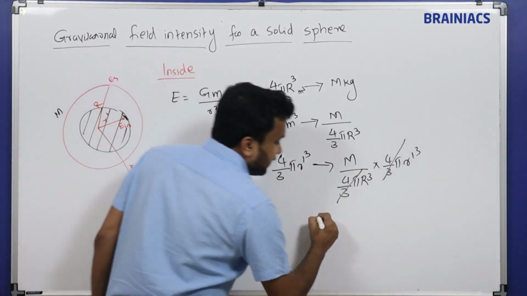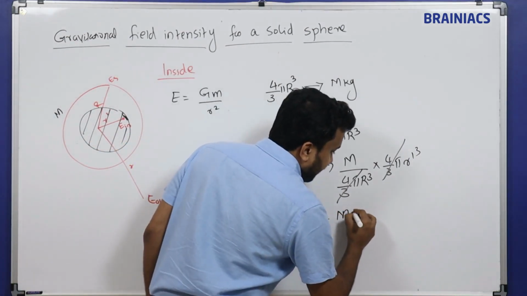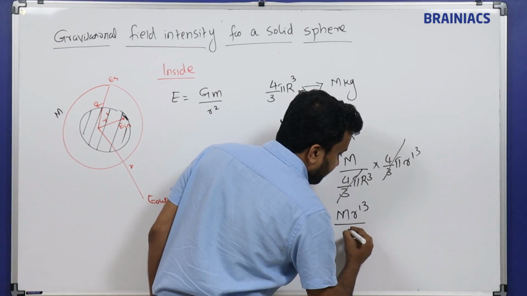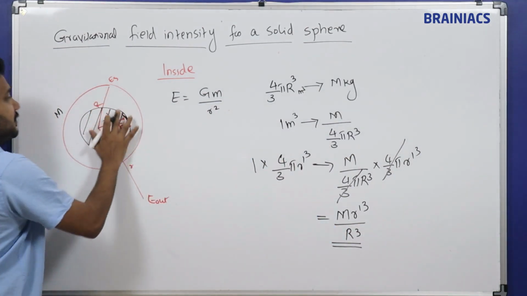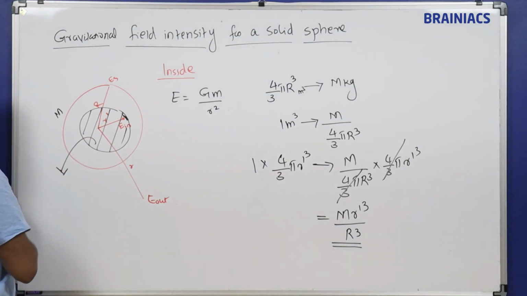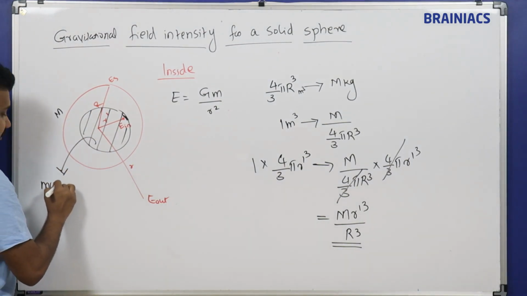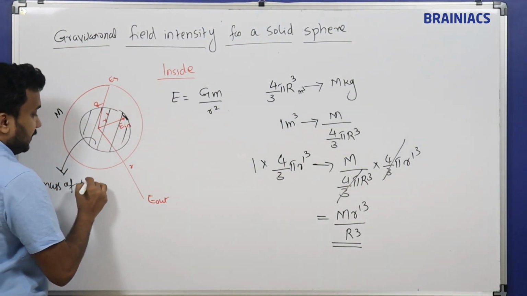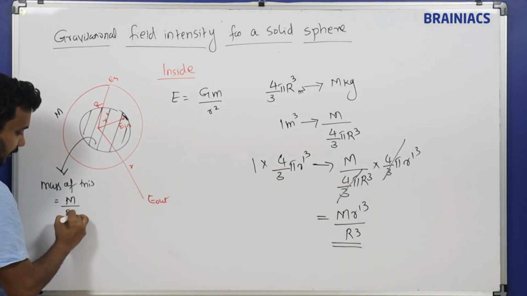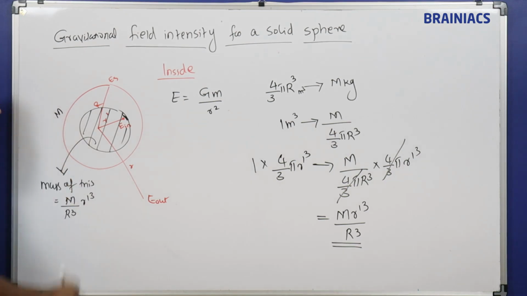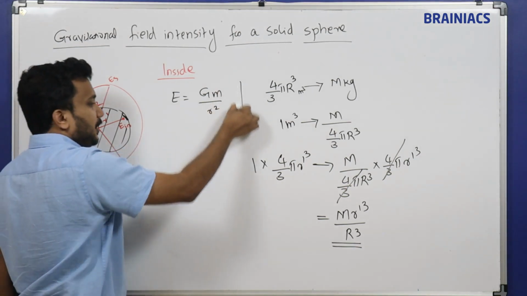Exactly. So what is this? M into r dash cube divided by capital R cube. This is the mass of this segment. So the mass of this is equal to capital M into r dash cube divided by R cube. Now this is what we have calculated.